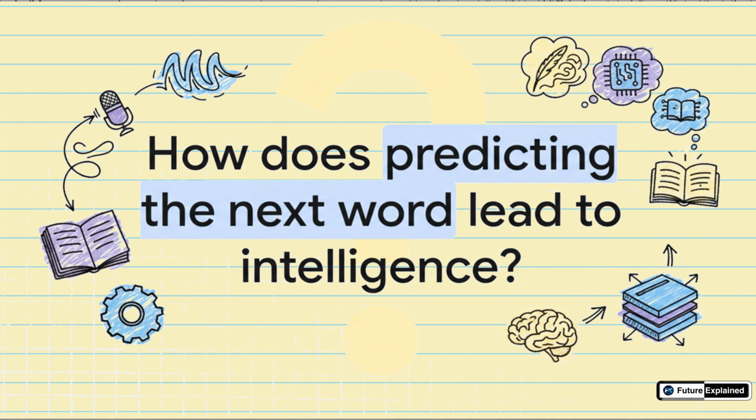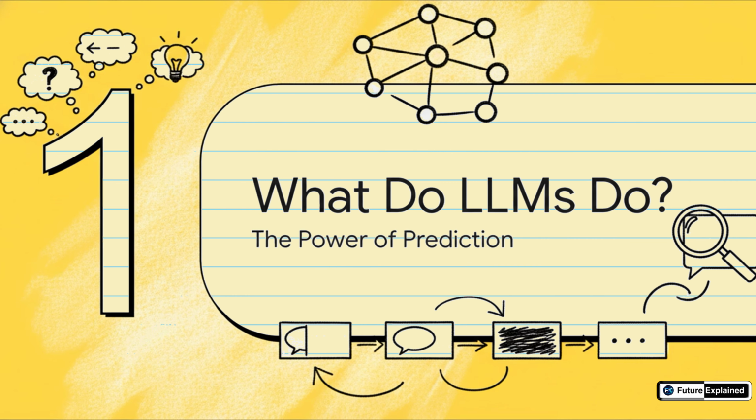But first, let's kick things off with the big puzzle, the central mystery of it all. You see, at its very core, an LLM is really just a superpowered predict the next word machine. So how on earth does that one simple job lead to something that can write poetry, debug code, or explain quantum physics? That's the amazing paradox we're going to unravel today. So let's dive right into that fundamental task.